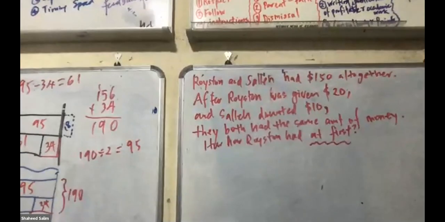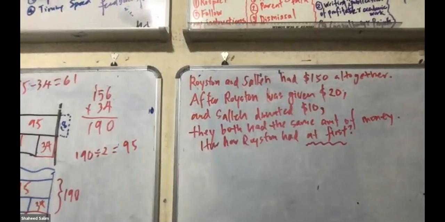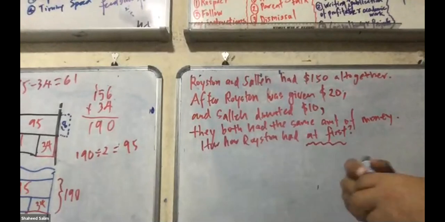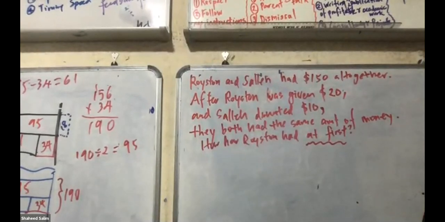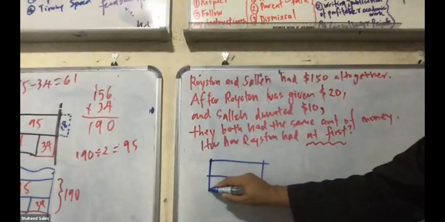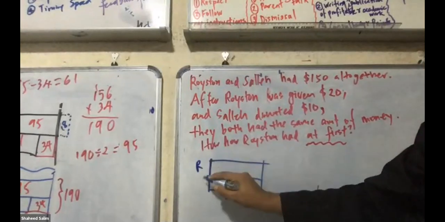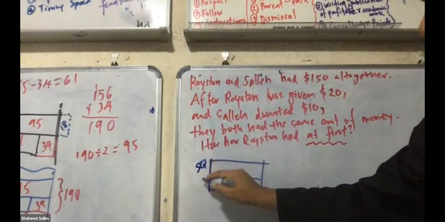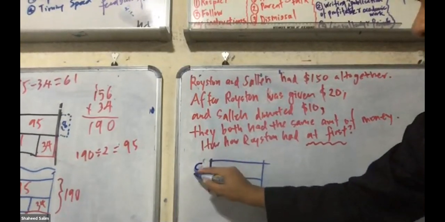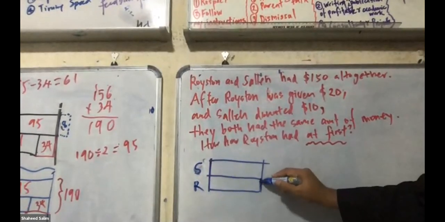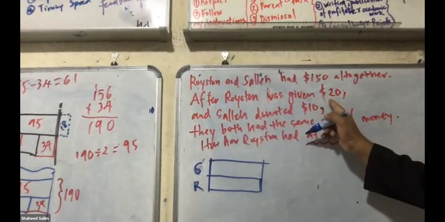We are waiting for Zahira now. Zahira, we do together. Now we draw at the end. At the end, both of them have the same amount of money. True or false? True. So we draw like that. Both of them have the same amount of money. This is Royston. This is Songki. This one is Saleh, Royston. Now, in order for Royston to have the same amount of money, he was given $20.